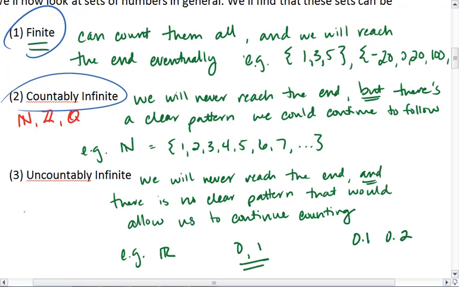So our real numbers fall under the size of uncountably infinite, as do our complex numbers. At this point, I just want you to have an idea of the difference, first of all, between finite and infinite, and then know that N, Z, and Q are countable, whereas R and C are uncountable.